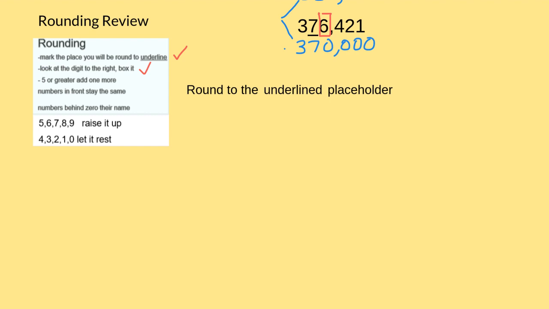And then this number would go on the very last end of your number line. Okay, then you would place your 376,000 on your number line and see what it is closer to. Instead, we're going to use our rule right here.